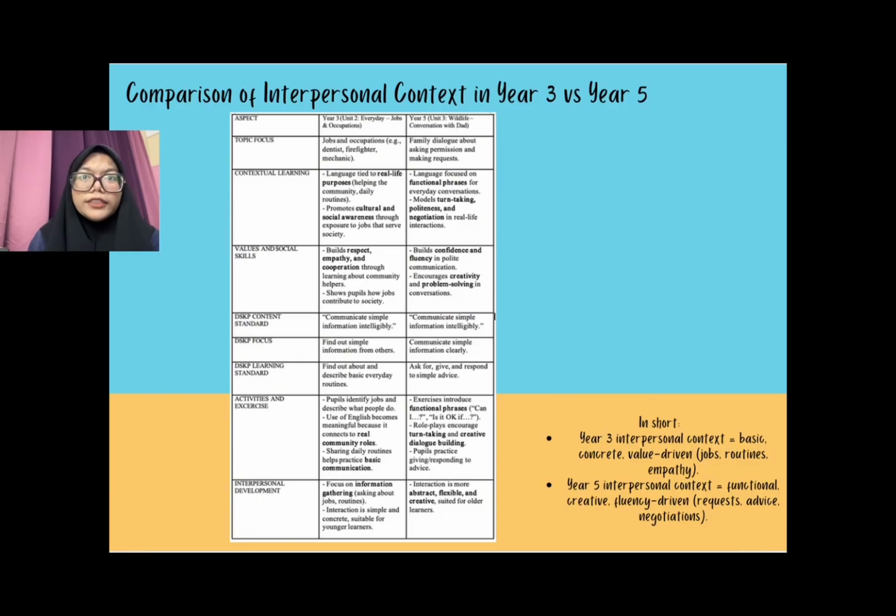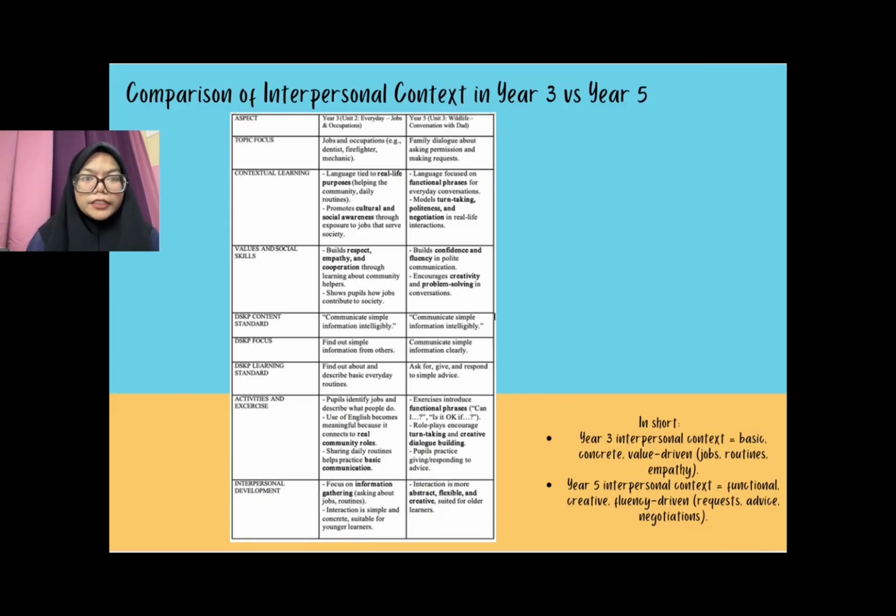The DSKP content standard that we chose is to communicate simple information intelligibly. This applies to both textbooks. The focus for Year 3 is to find out simple information from others, while for Year 5 it is to communicate simple information clearly. And for the DSKP learning standard, for Year 3, it is to find out about and describe basic everyday routines, and for Year 5, it is to ask for, give, and respond to simple advice.